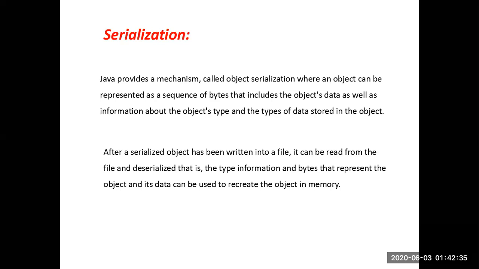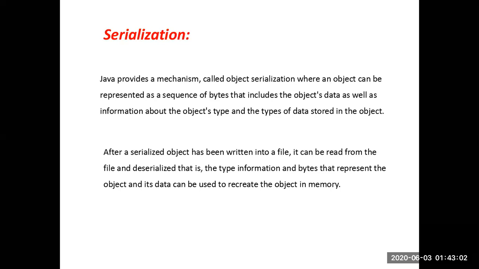Now, simply in one line up to now, what does object serialization mean? The process of representing an object as a sequence of bytes is known as object serialization. We know what is meant by bytes: zeros and ones only. So the process of converting an object into a sequence of bytes is known as serialization. Clear?